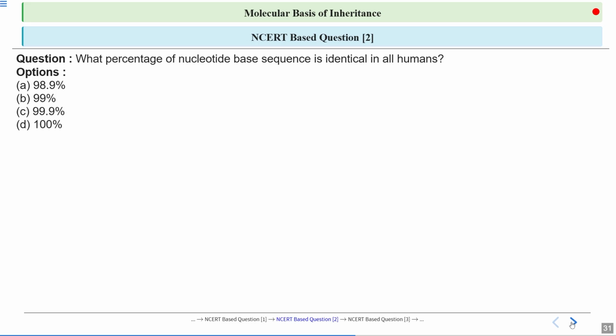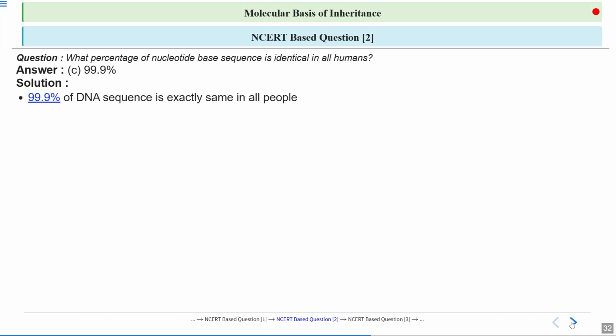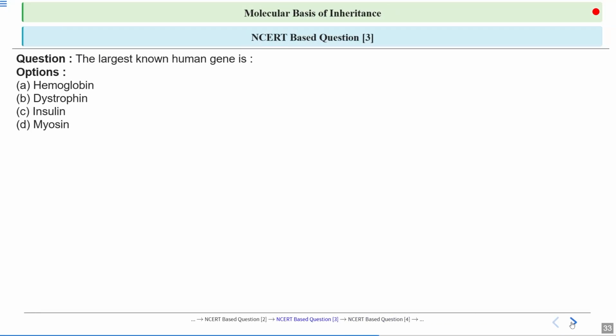Then, what percentage of nucleotide base sequence is identical in all humans? The percentage of nucleotide bases which is identical in all humans is 99.9%, exactly the same in all people; only 0.1% creates individual differences. Then, the largest known human gene is dystrophin.